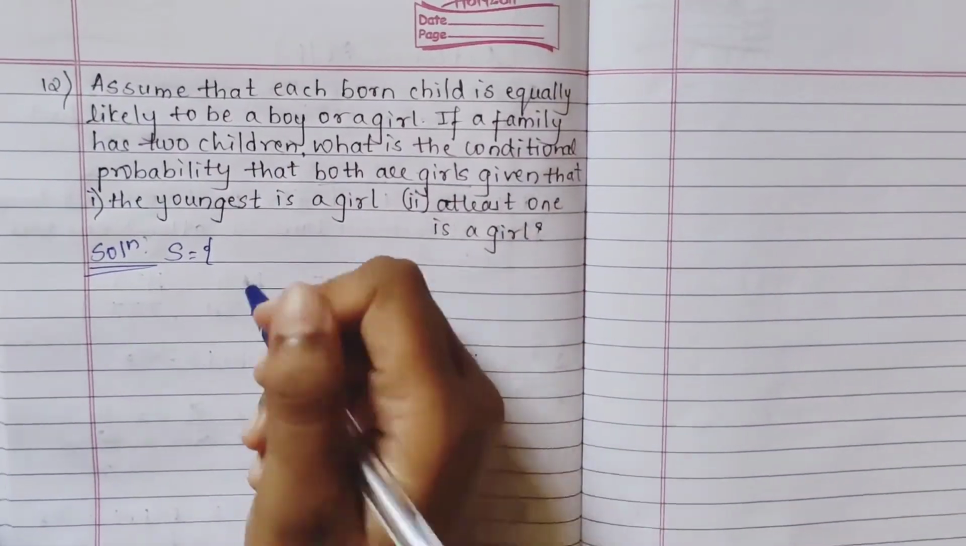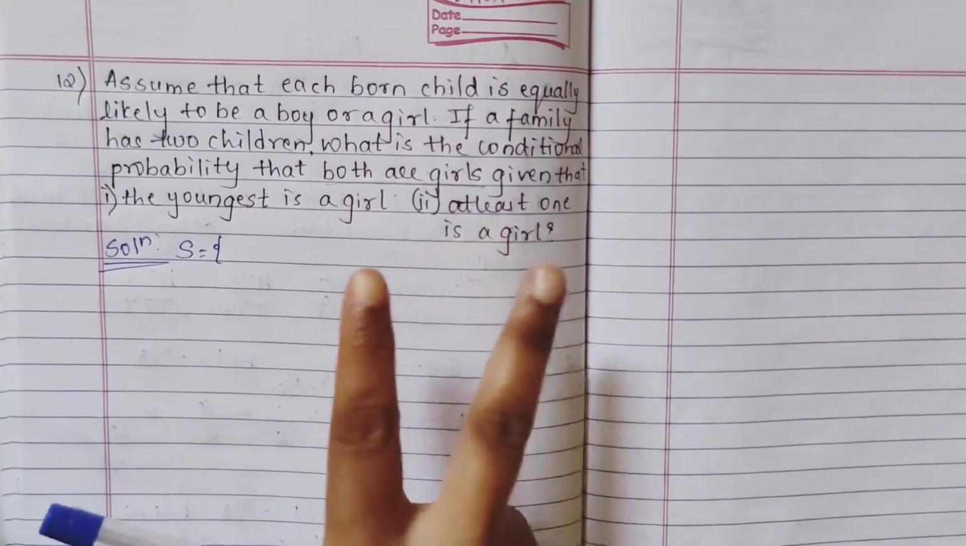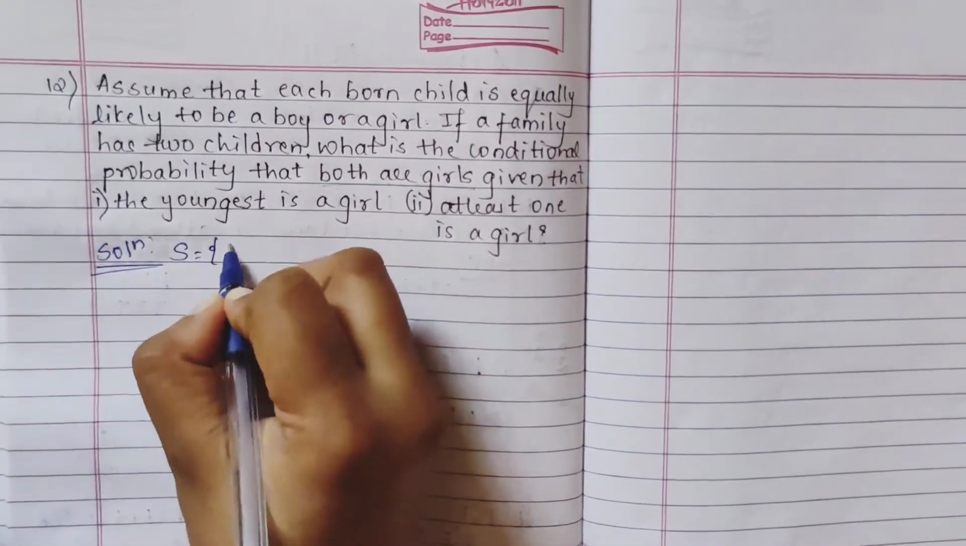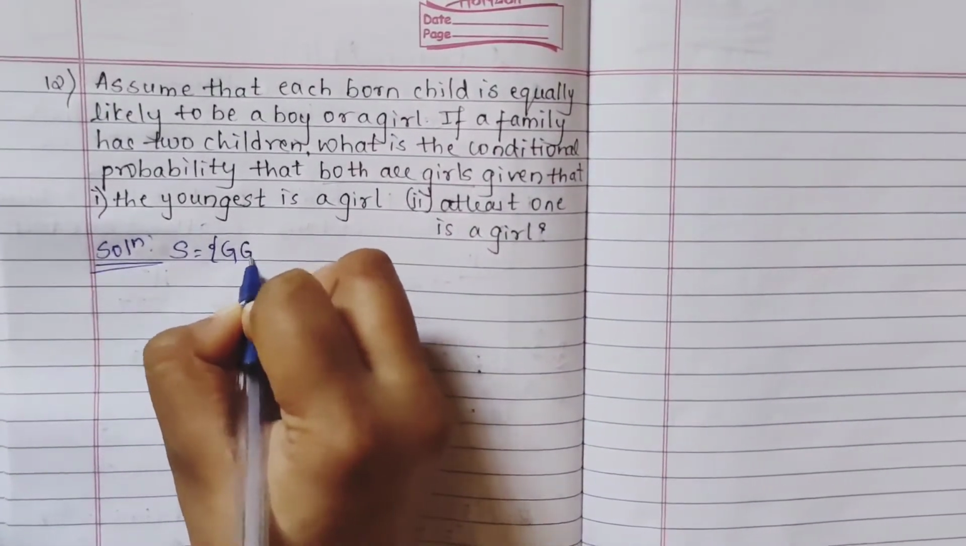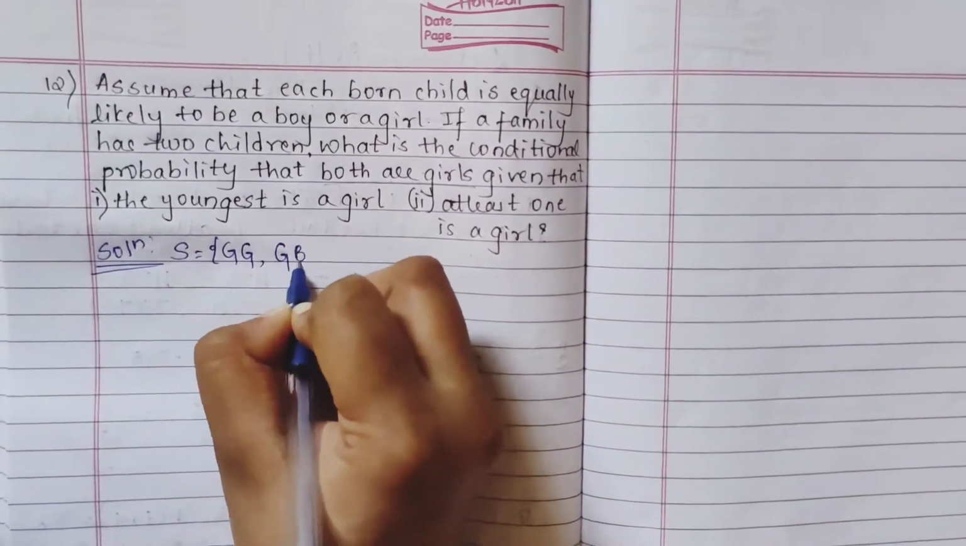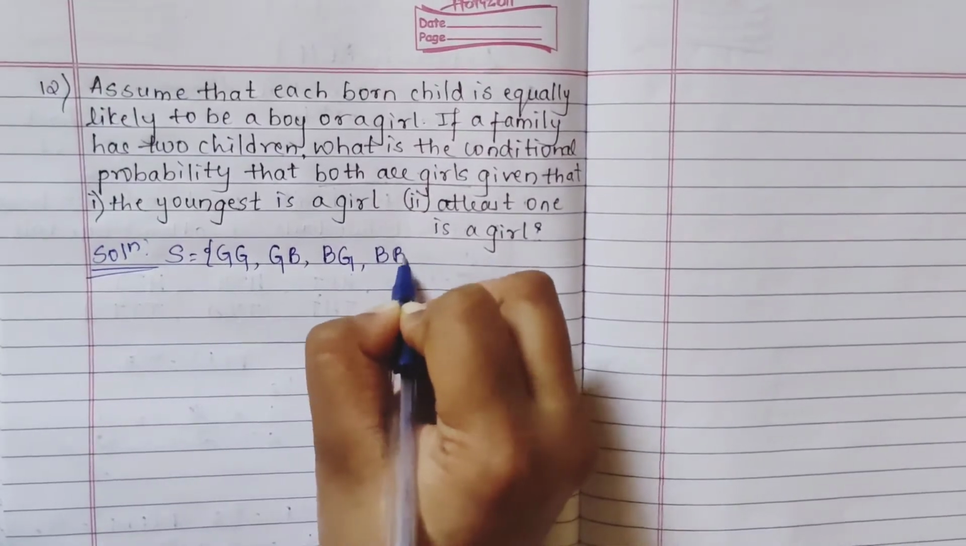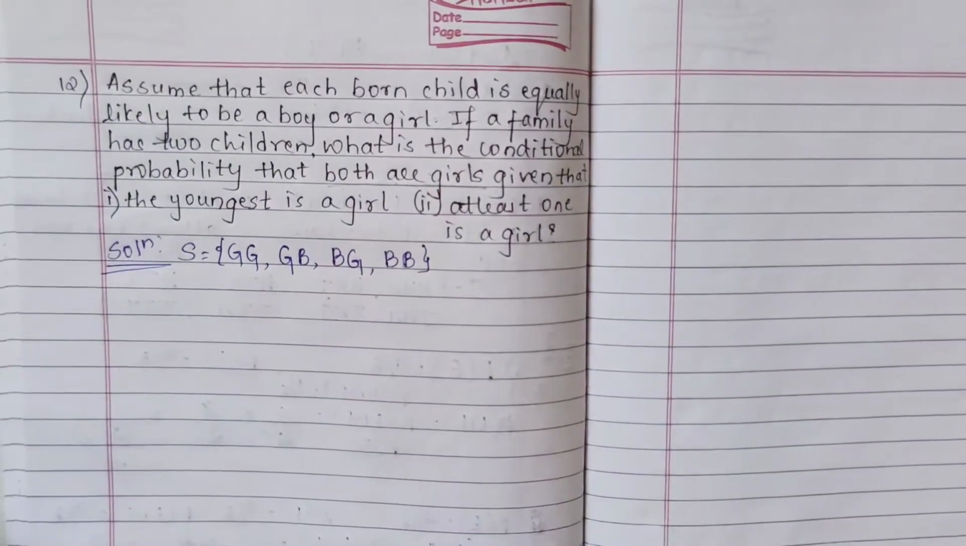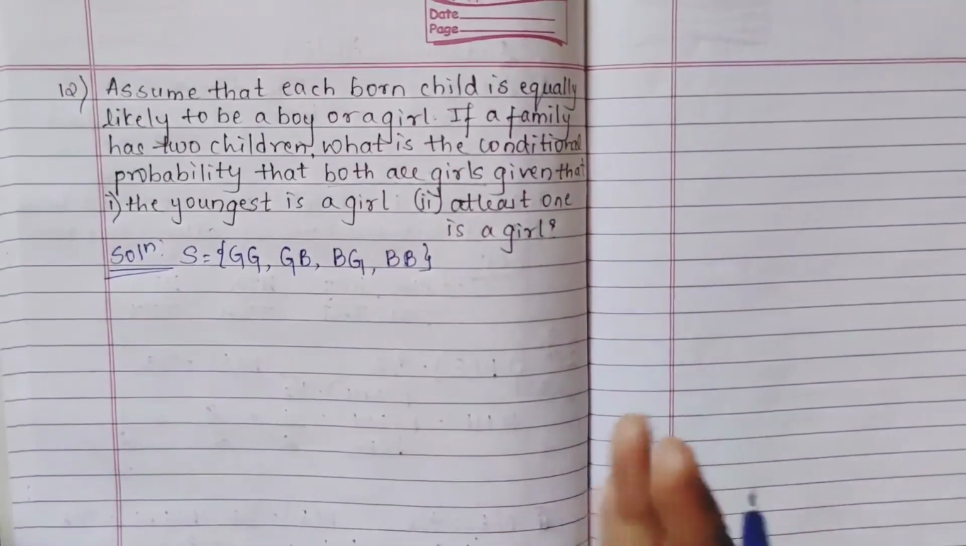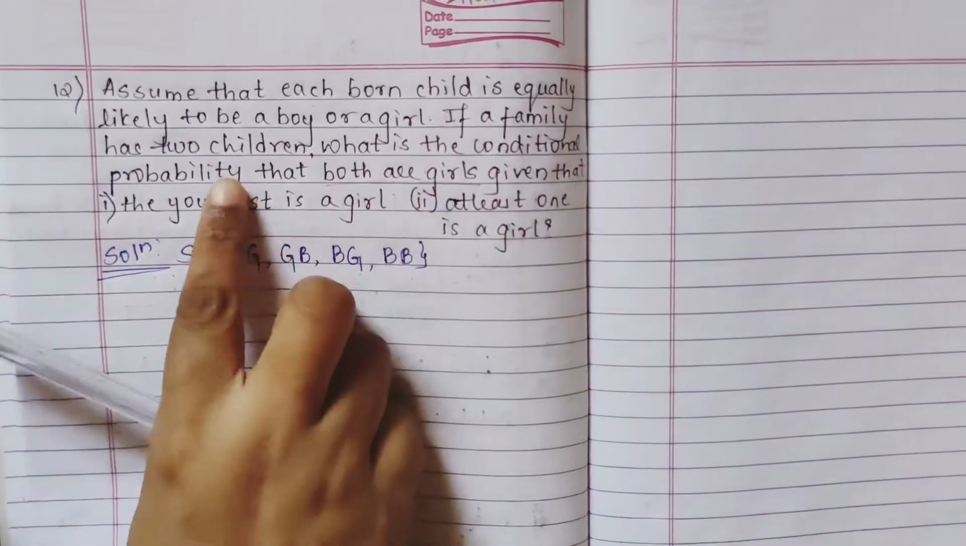So how can we take the sample space? It can be girl girl, or girl boy, or boy girl, or boy boy, right? According to this we have made our sample space, only this much. We can't take more, because they are telling only 2 children.